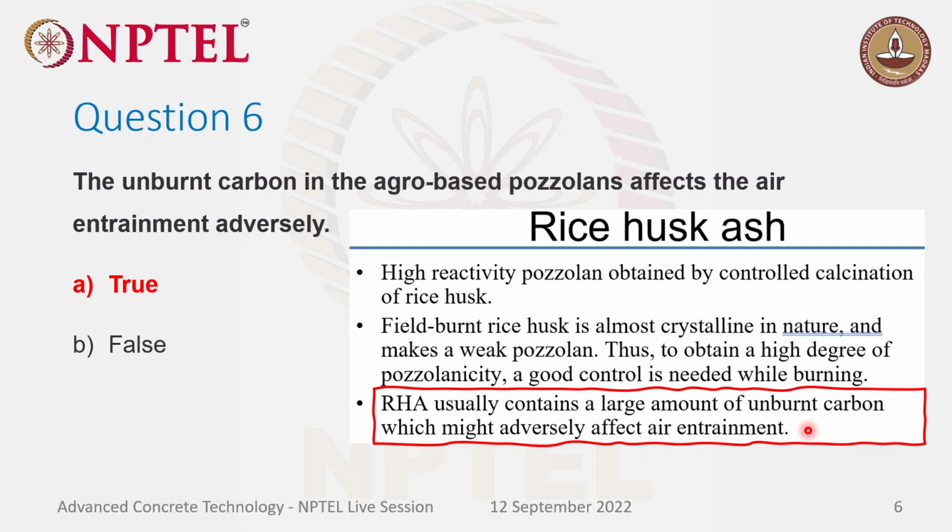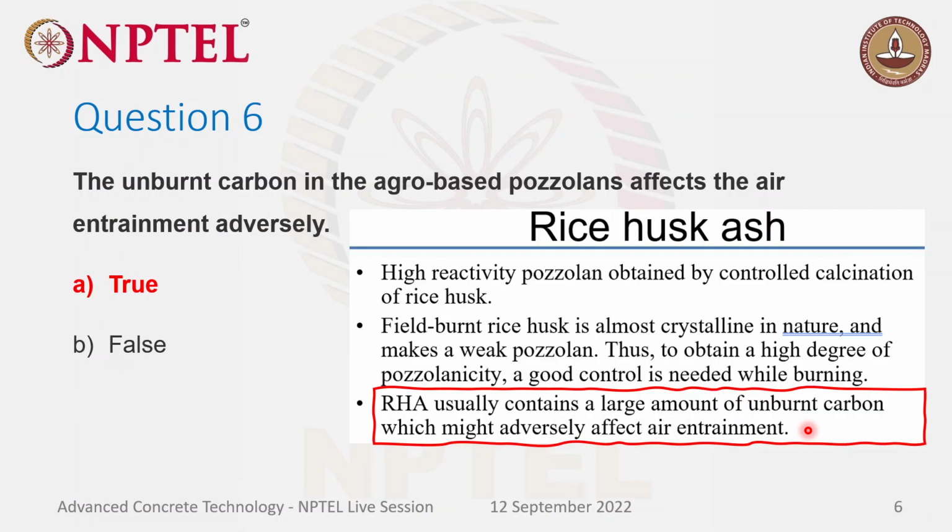If it is burnt above 800 degrees Celsius, then there will be recrystallization of silica from the amorphous state. It will convert into cristobalite or tridymite type crystalline silica, which will obviously reduce the reactivity. And if it's burnt at temperatures less than 600 degrees Celsius, then there will obviously be unburnt carbon present. So the correct answer is true.